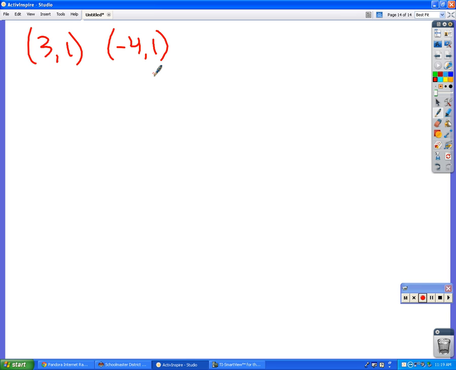So somebody walk me through that. 1 minus 1 over 3 minus -4. So 1 minus 1 is 0. 3 minus -4 is what? 7. And what is 0 divided by 7? 0. Okay?